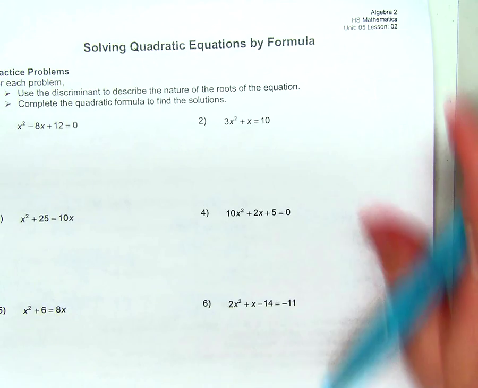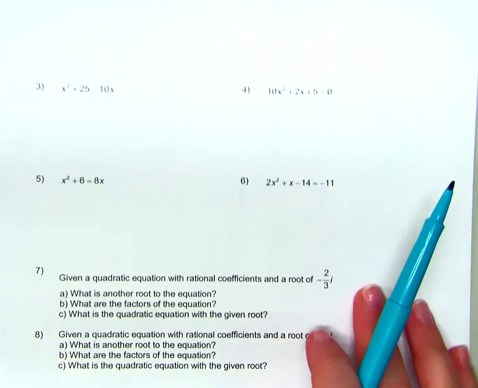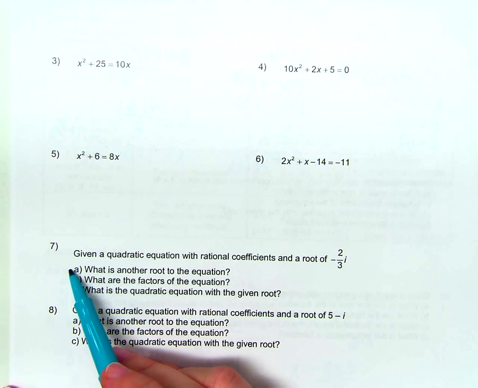Let me show you what I need you to do for homework first of all, and then we'll go back if we have time. On this back page, I need you to do 1 through 6. I need you to do 7a and 8a. Those are the only ones that I'm going to check, but I would really like you to try b and c on both of these on the bottom.